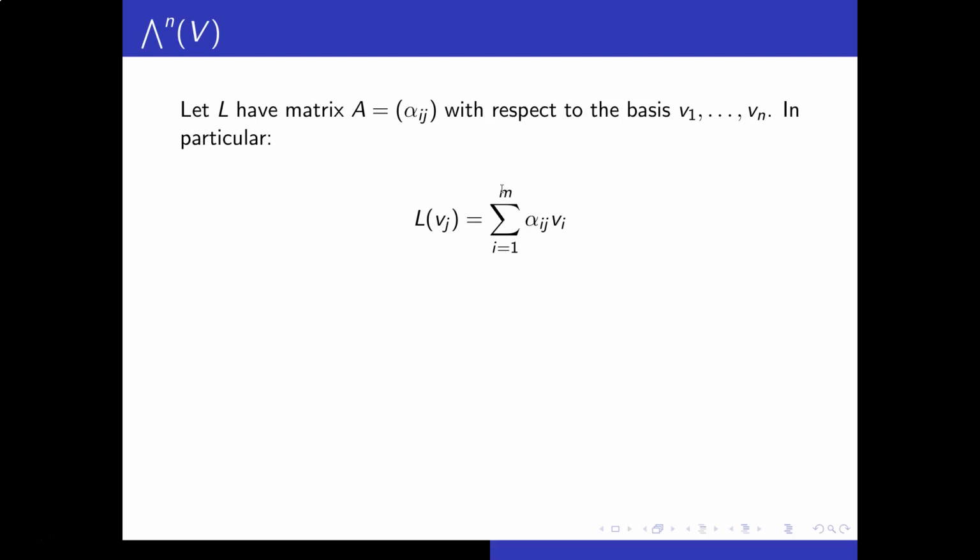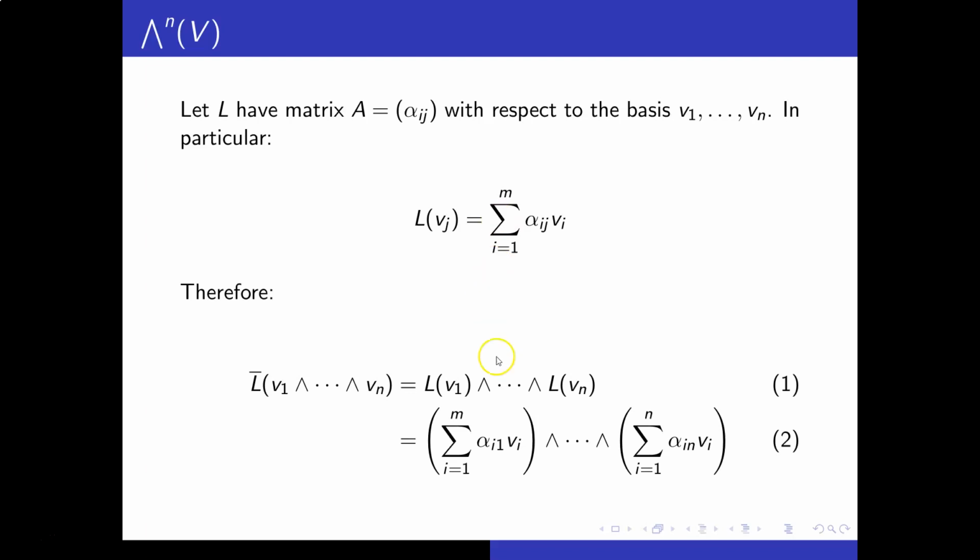Okay, so if I want to know what L bar does to v1 through vn, well, it's an algebra homomorphism, so that's L of v1 wedged with L of v2 wedged with L of vn. And I know what it does with respect to each one of those. Okay, so I know what L does to each basis vector, so I can just throw that in and express L of vj in terms of the matrix that I have for that.